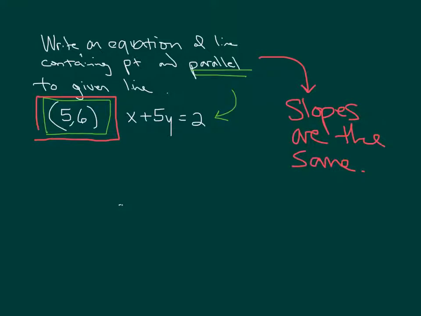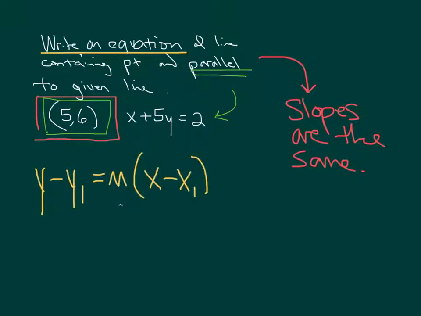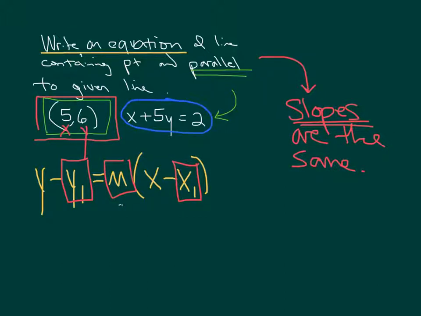So we know that our equation goes through this point, only we don't know what our slope is. Since it says we're going to write an equation, we need y minus y1 equals m times x minus x1. Our y1 and x1 come from that point, only we don't know our m. If we know the slopes are the same, then if we can figure out the slope of the given line, our slope will be exactly the same.